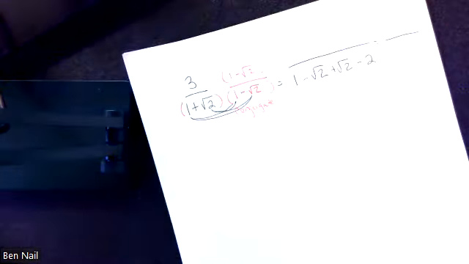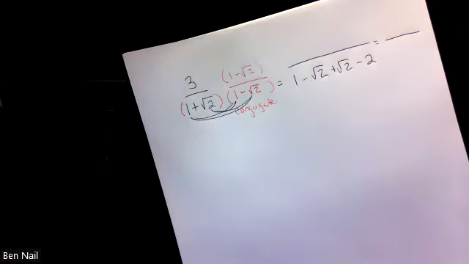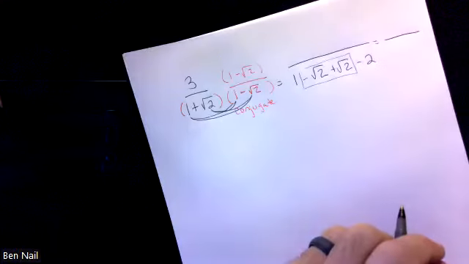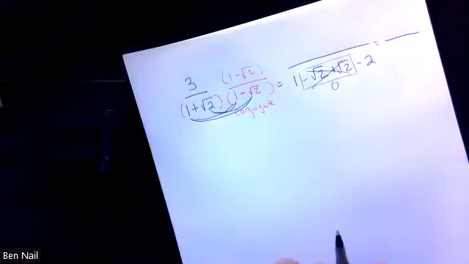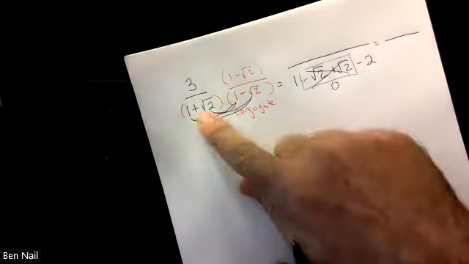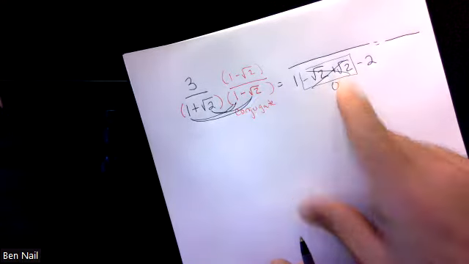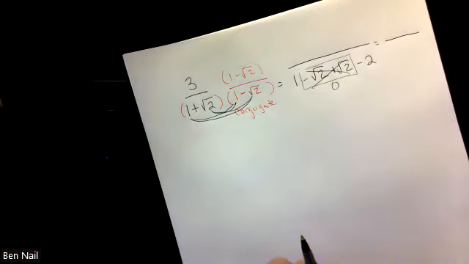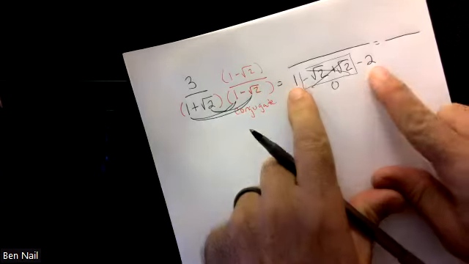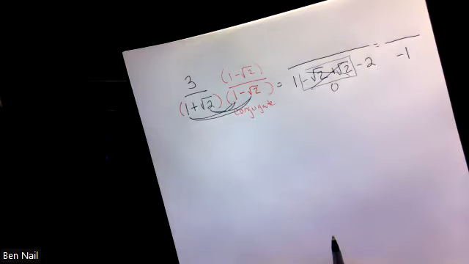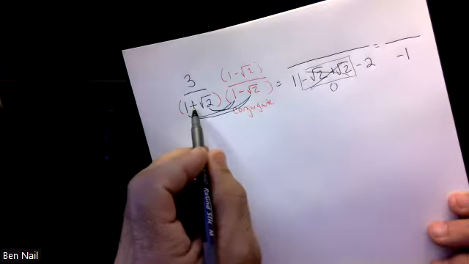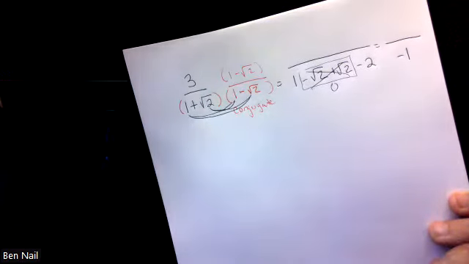Now, if we combine our like terms, the negative square root of 2 plus the positive square root of 2, those two things cancel each other out to equal 0. That's the benefit of multiplying by that conjugate. Those middle terms cancel each other out, getting rid of our radicals. And again, combine like terms, 1 plus negative 2, that's just a negative 1.